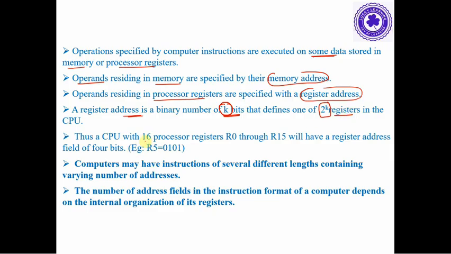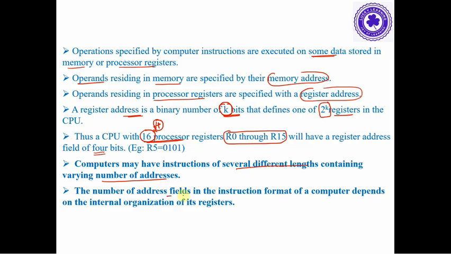Thus, a CPU with 16 processor registers that are numbered from R0 to R15 will have a register address of 4 bits. Why? Because there are 16 processor registers, which we represent as 2 power 4. To address each register, we require how many bits? 4 bits. A computer may have instructions of several different lengths containing varying number of addresses.